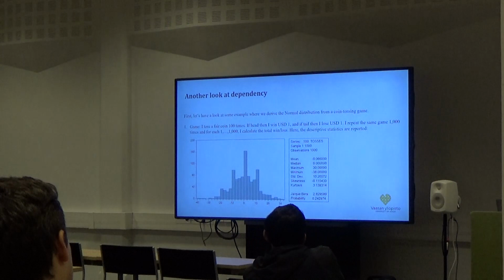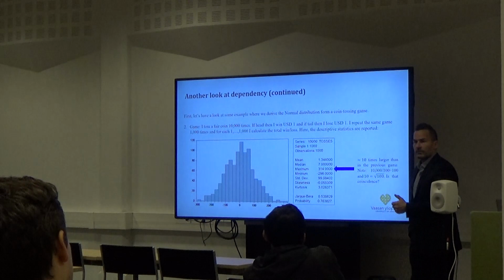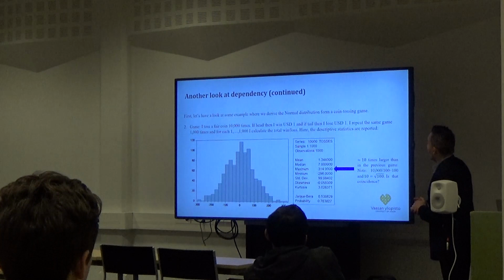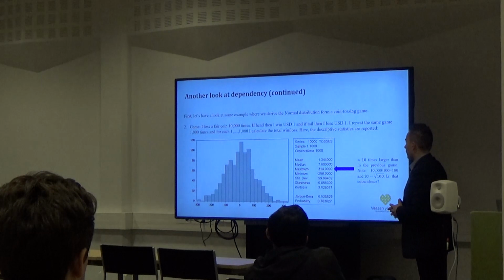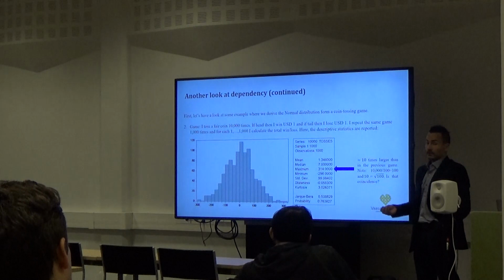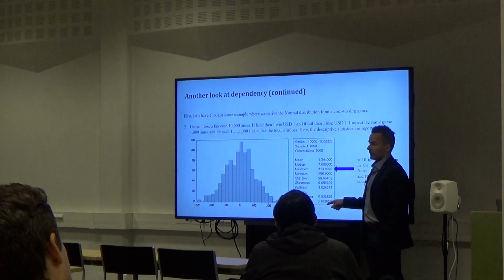So now I play basically the same game, but now I toss a coin not 100 times, I toss a coin 10,000 times. So 100 times my initial sample: 100 times 100 is 10,000. And I do this again 1,000 times in order to have some comparability. Again, we can have a look at the JB test, 0.53. The p-value is 0.76, so it does not reject the normal distribution. So this data is normally distributed. But now I see the maximum is 314, and the minimum is minus 296.